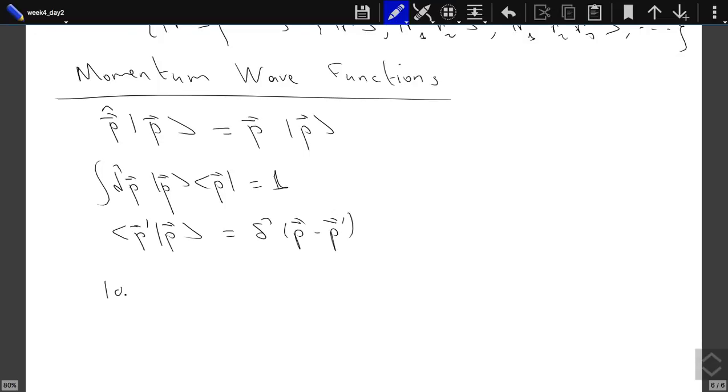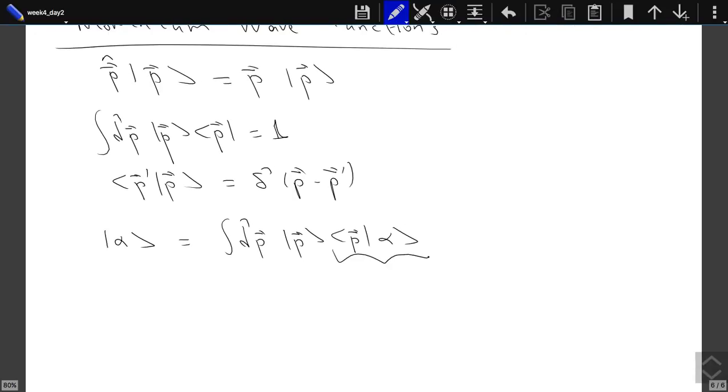So if you start with any ket, then you can expand this in terms of these momentum eigenkets. This is what we call the momentum wave function. You will see various notations for that. Sometimes it will be the same notation as the position wave function, but instead of R you will have P. Sometimes you will have a different symbol, but basically it means the same thing. You have a ket alpha, you expand it in terms of the momentum eigenkets, and the expansion coefficients are what we call the momentum wave functions.